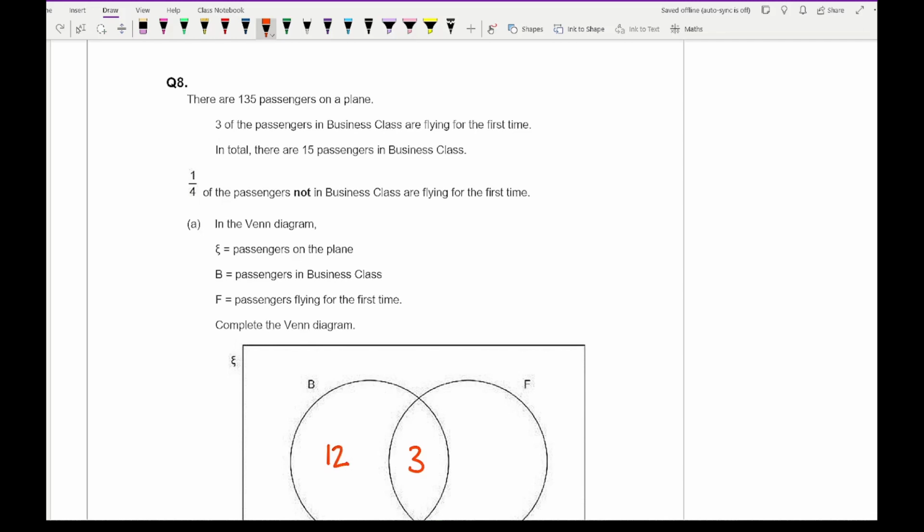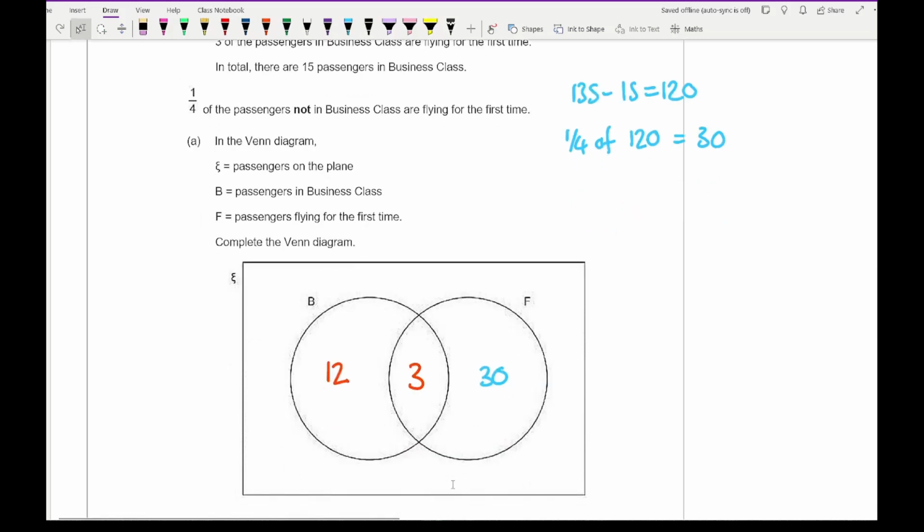It then says a quarter of the passengers not in business class. So here we know that 135 minus 15 equals 120. So I know that a quarter of 120, which is going to be 30, are flying for the first time. So that means that this section here needs to be 30. Then for the value that's outside, all we need to do is 135, which is our grand total, take away 12, take away 3, take away 30, and that gives me an answer of 90.